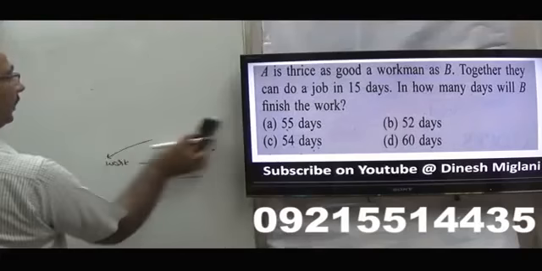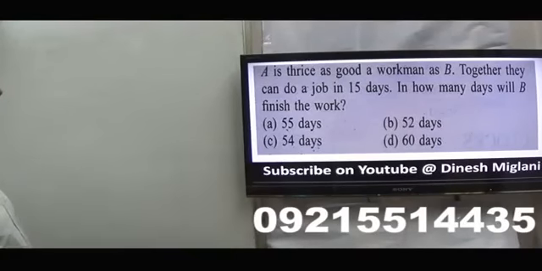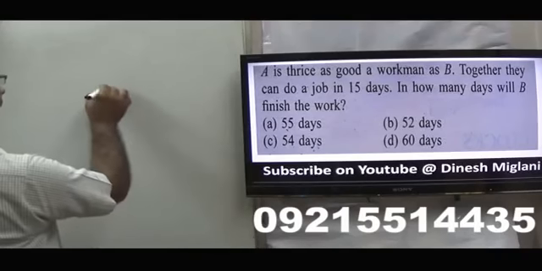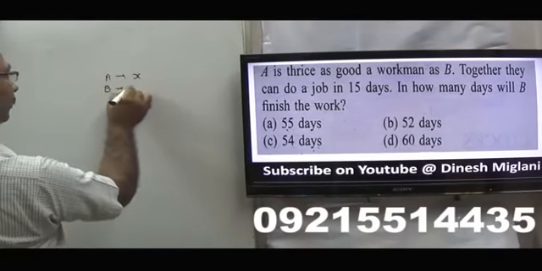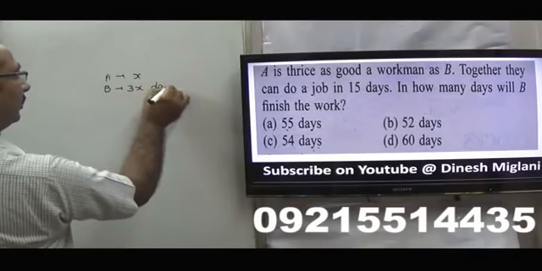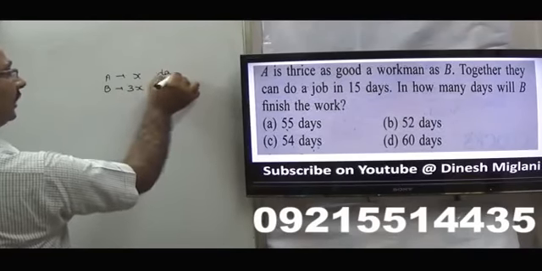That becomes my answer. Let us take the next problem here. A is thrice as good as B. It means if A can do a work in x days, then B can do the work in 3x days, because A is thrice as good.